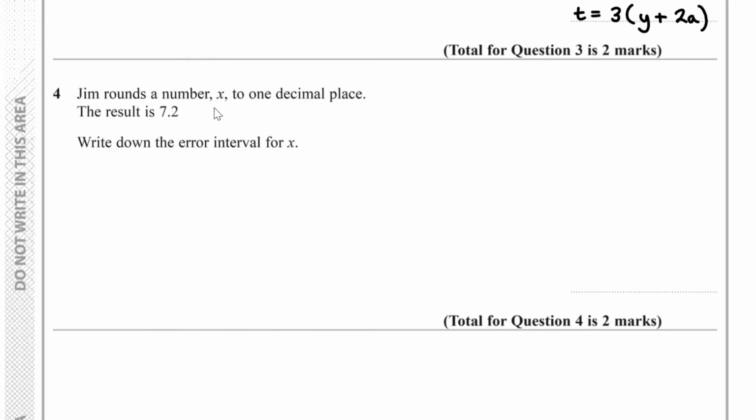Question number 4. Jim rounds a number x to 1 decimal place. The result is 7.2. We have to write down the error interval for x. Well, the error interval, we need to work out the upper and lower bounds before we do anything else. The upper bound of x is equal to 7.25, and the lower bound of x, this is equal to 7.15.